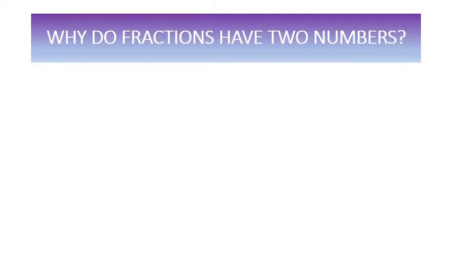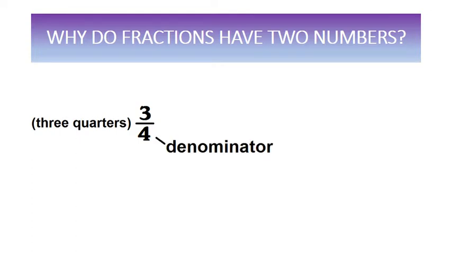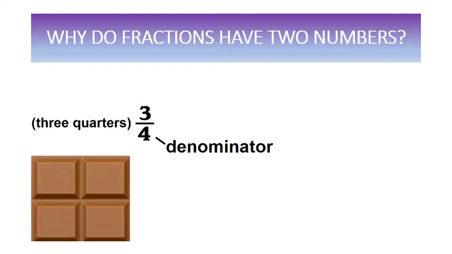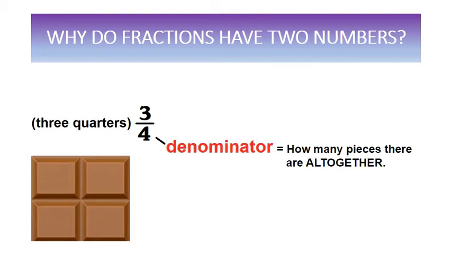So why do fractions have 2 numbers? Here's an example. This one says 3/4. Well, the bottom number, here the 4, is known as the denominator. If we take this bar of chocolate as an example, we can see that there are 4 pieces in total. So that is what the denominator always shows. It doesn't matter what we're talking about. It shows how many pieces there are all together, and it's vital that we remember this.